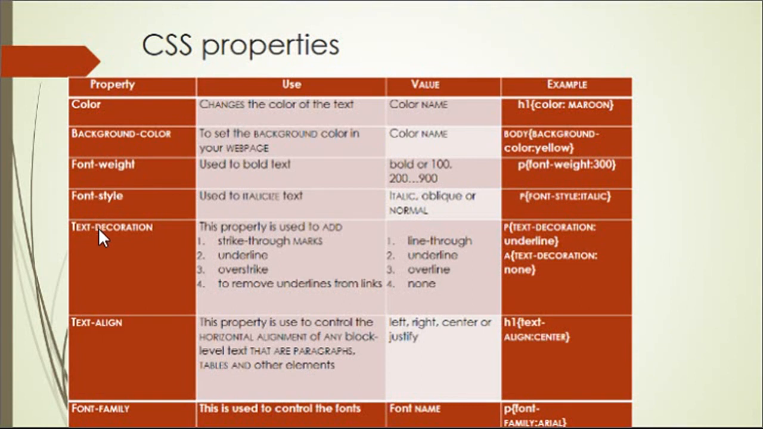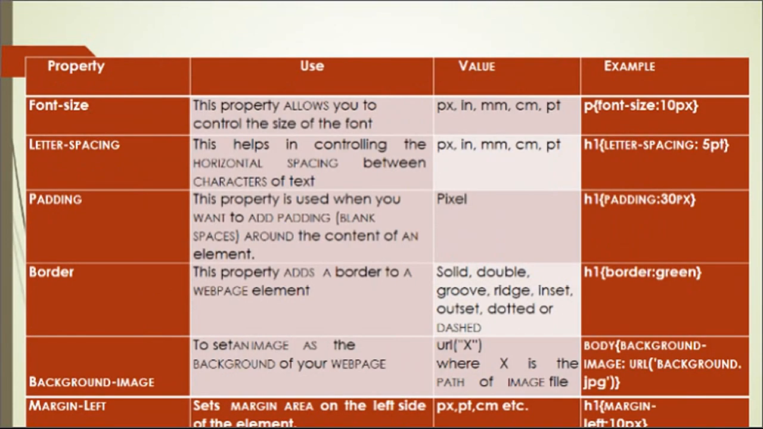Next one is the font, then font style, then text decoration, text align. These are some properties, and by using the value and the example, we can insert these properties into the CSS, like text align, font family. Next properties are the font size, letter spacing, then padding, then border, background image and the margin left.